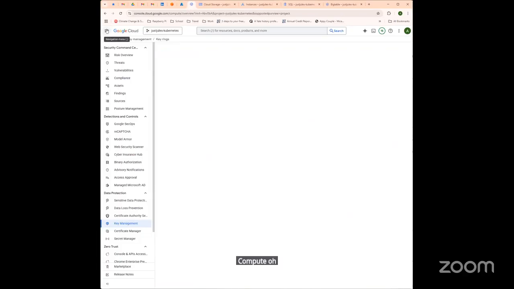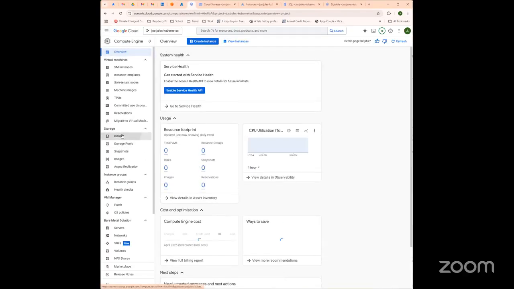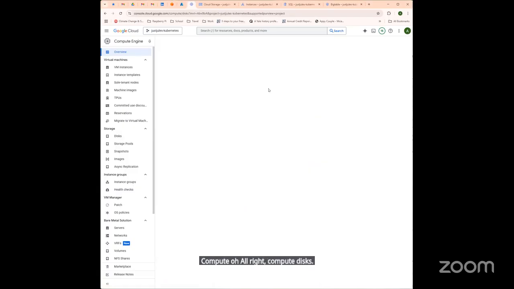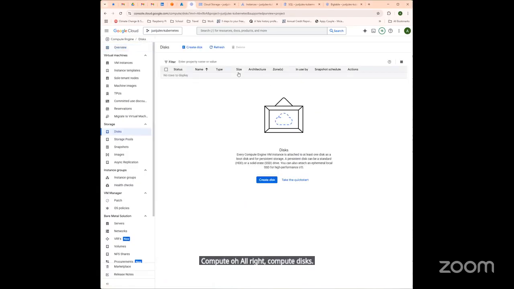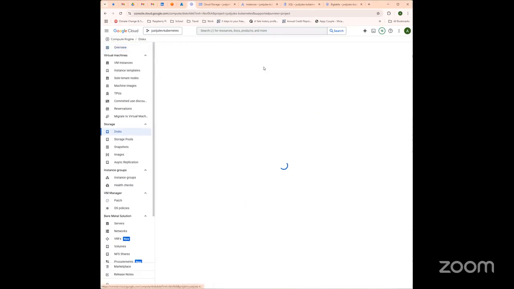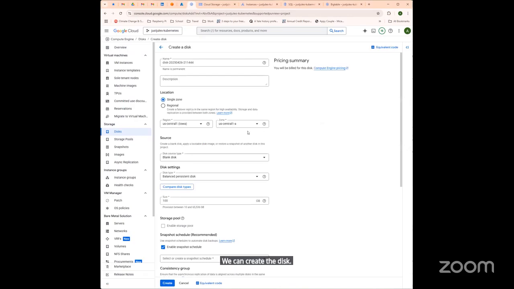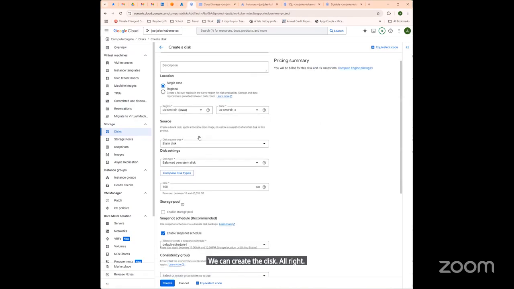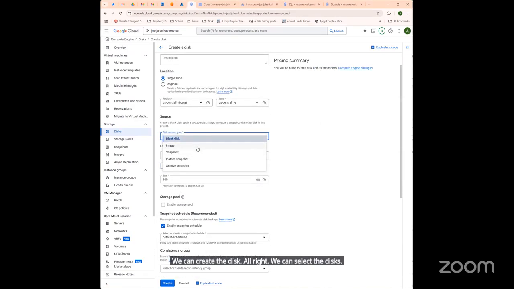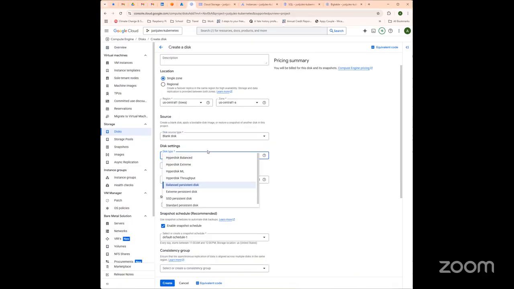Compute. All right, compute disks. We can create the disk. We can select the disk's type. Disk source type. Well, we're not going to use a disk source. We can use the disk settings.